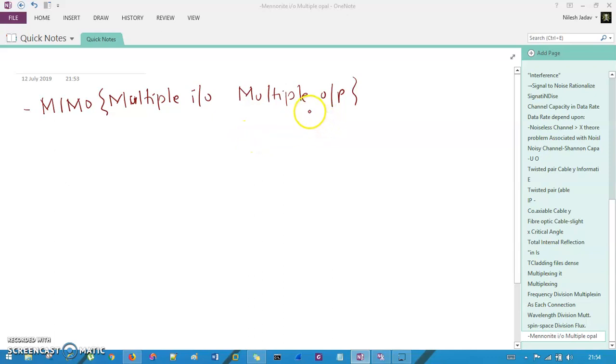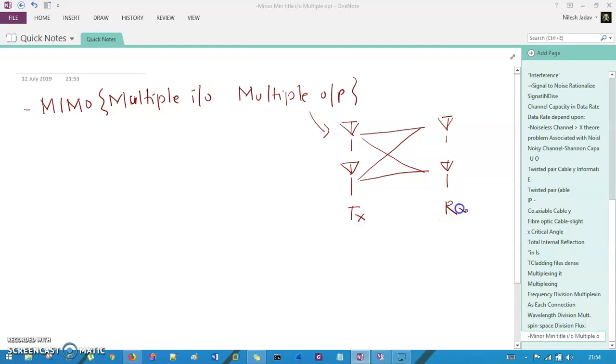Okay, so this particular configuration looks like this. I have antenna 1 here, antenna 2 here, and antenna 1 at the receiver side, and antenna 2 at the receiver side. So they are multiple input and multiple output. There are multiple antennas at the sender side and multiple antennas at the receiver side. So this is your multiple input, multiple output.